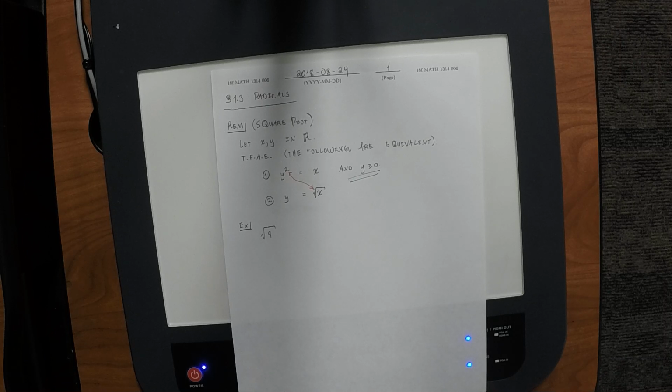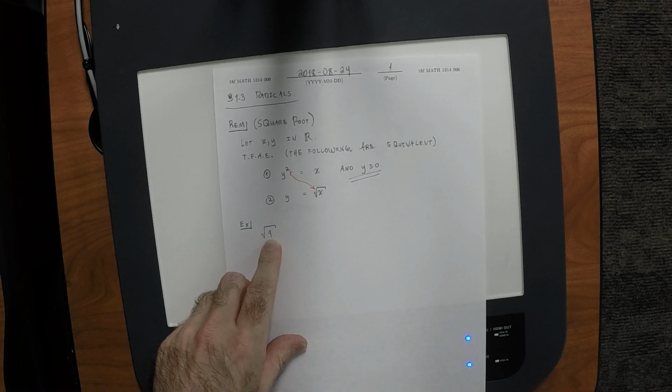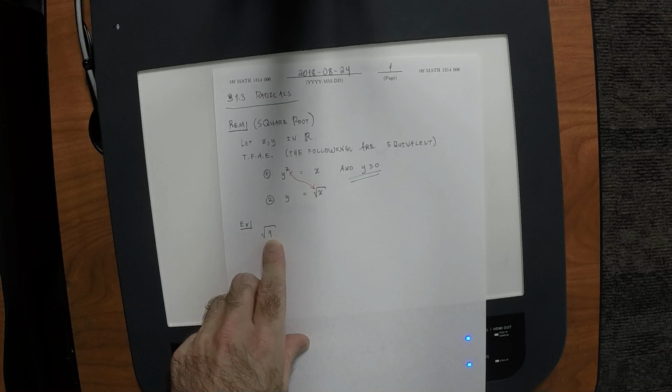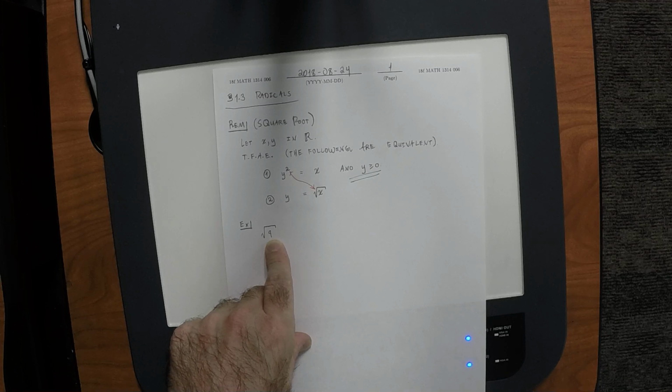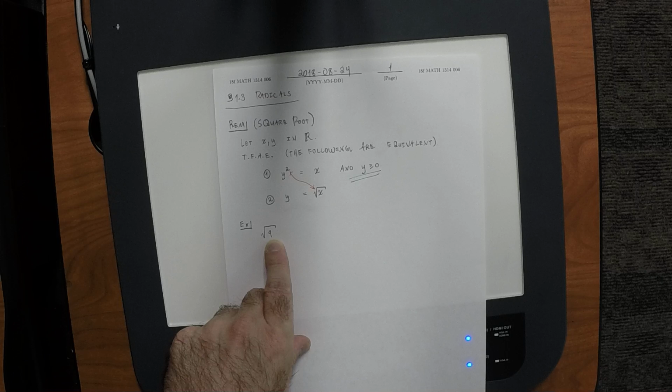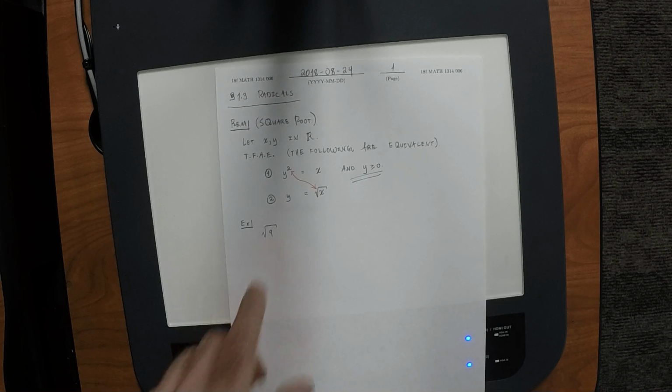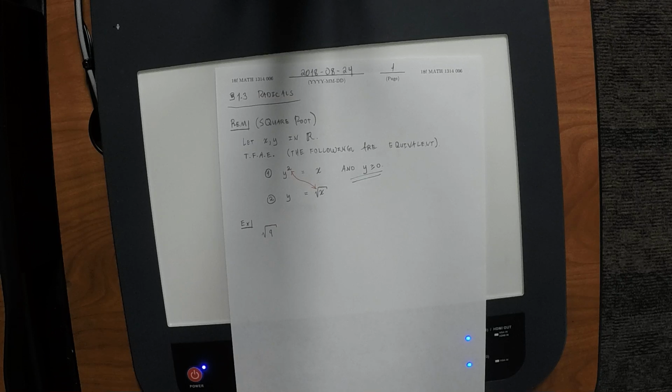What do you get if you, the question, what is the square root of 9? That's asking, would you please give me something such that when you square it, you get 9? But it's also asking something else. So what do you get if you square 3? 9. Okay, no dispute. What do you get if you square negative 3? 9. Again, there's no dispute.